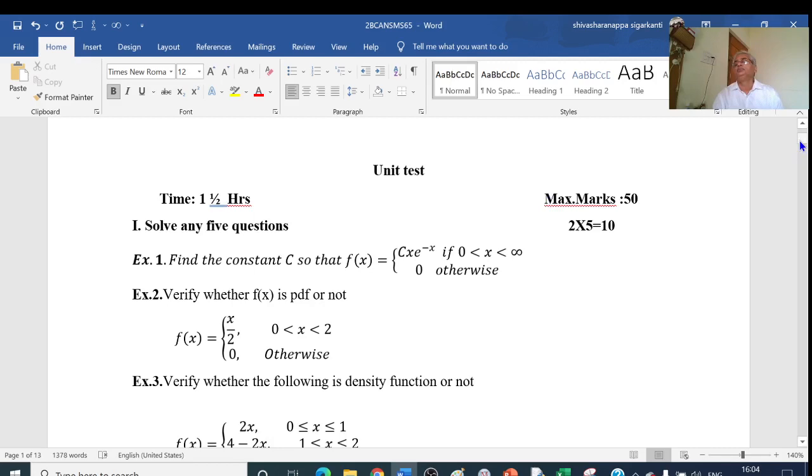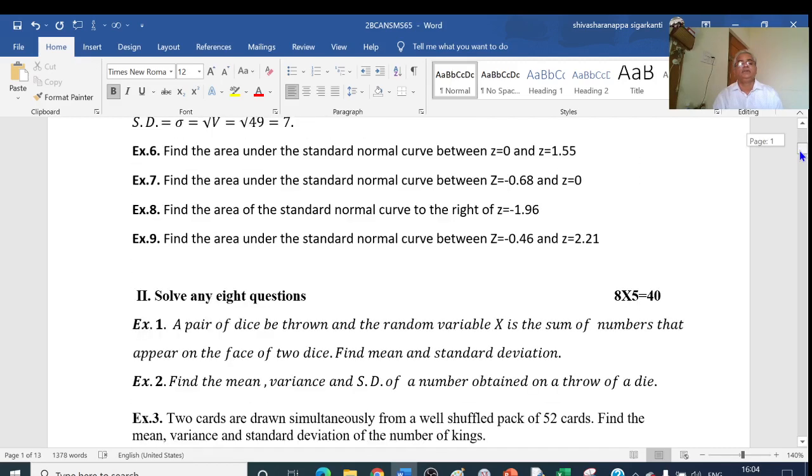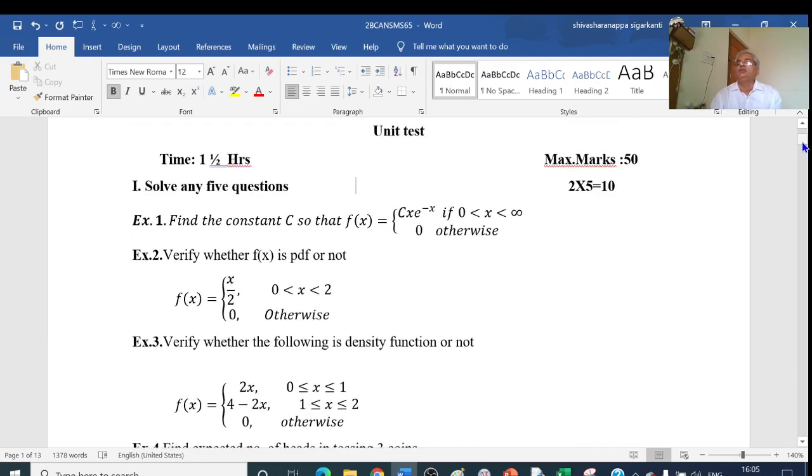And then in section 2, solve any 8 questions. These questions are of 5 marks. Minimum 10 questions are given. You have to solve 8 questions. So here you will get 40 marks. Totally it is a 50 marks test paper. And usually we get the questions in 2 marks of this type.